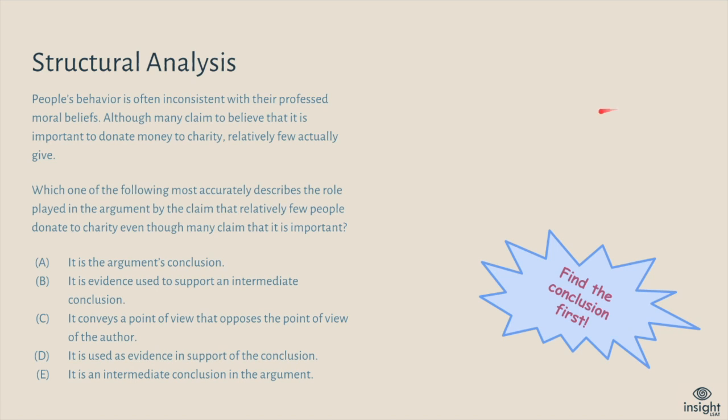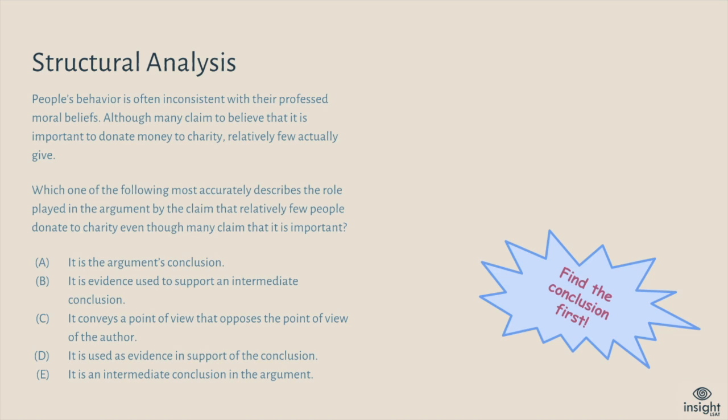Okay, remember our general strategy. We want to read the question first. Which one of the following most accurately describes the role played in the argument by the claim that relatively few people donate to charity, even though many claim that it is important? Alright, you can already see the importance of reading the question first. This question tells us to focus in on a particular claim and to think about the role that that claim is playing in the larger logical structure.